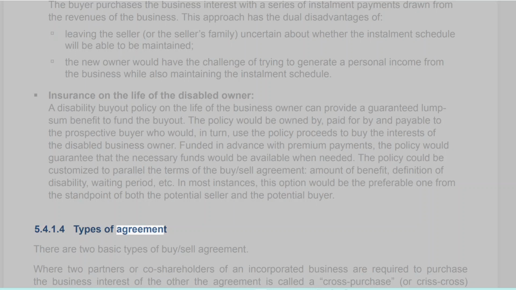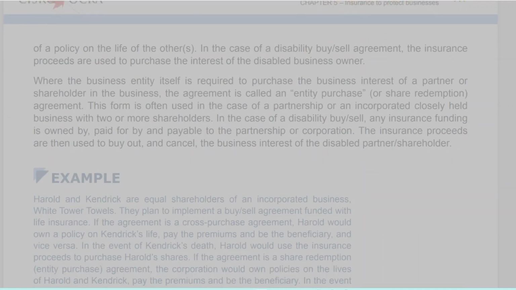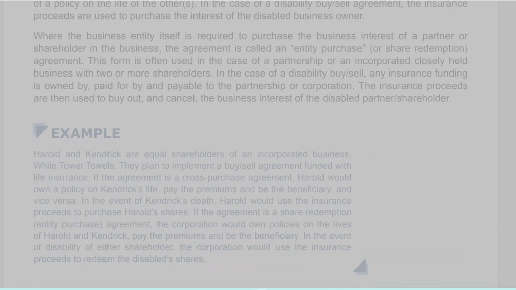5.4.1. Four types of agreement. There are 2 basic types of buy-sell agreement. Where 2 partners or co-shareholders of an incorporated business are required to purchase the business interest of the other, the agreement is called a cross-purchase or crisscross agreement. If the agreement is funded by insurance, each party owns, pays for, and is beneficiary of a policy on the life of the others.